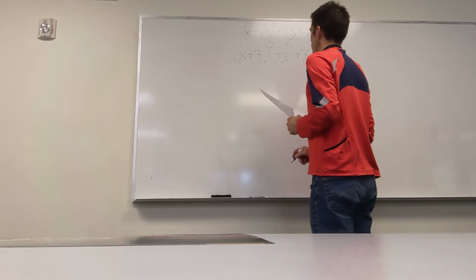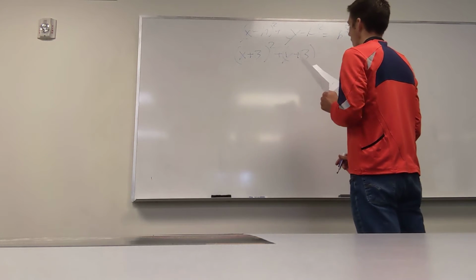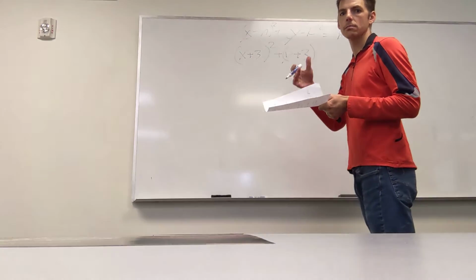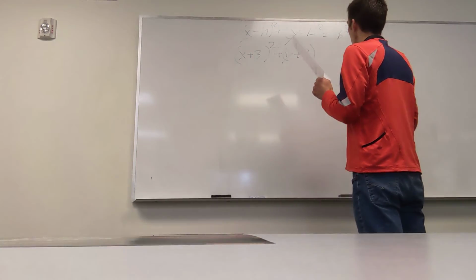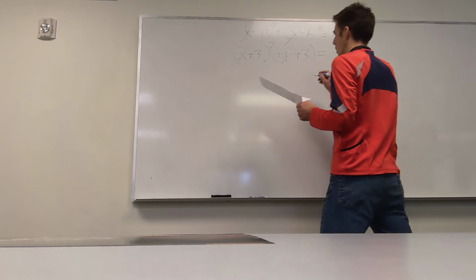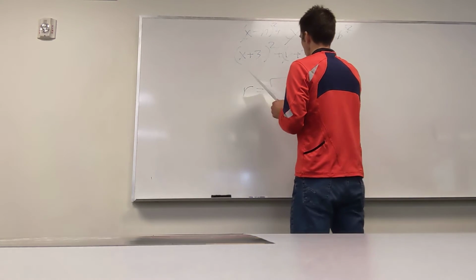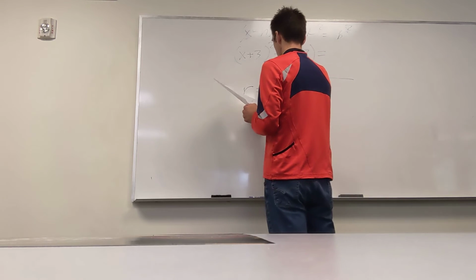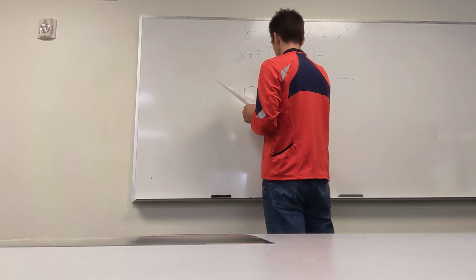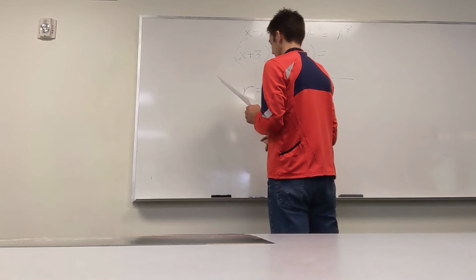There we go. X plus 3 squared plus y minus a negative 3, so plus 3, and that's going to be equal. So now I need to find r. Well, r is going to be the distance formula, and that's the square root of x2 minus x1. Right? So it's the distance.